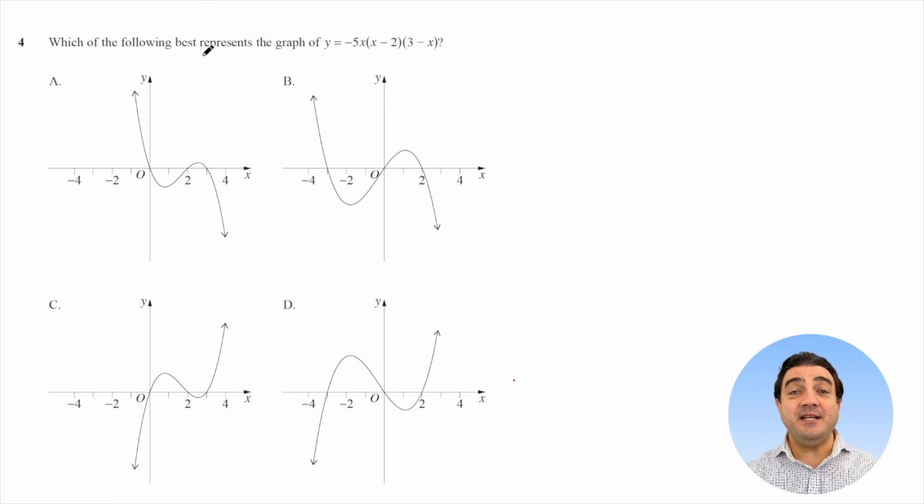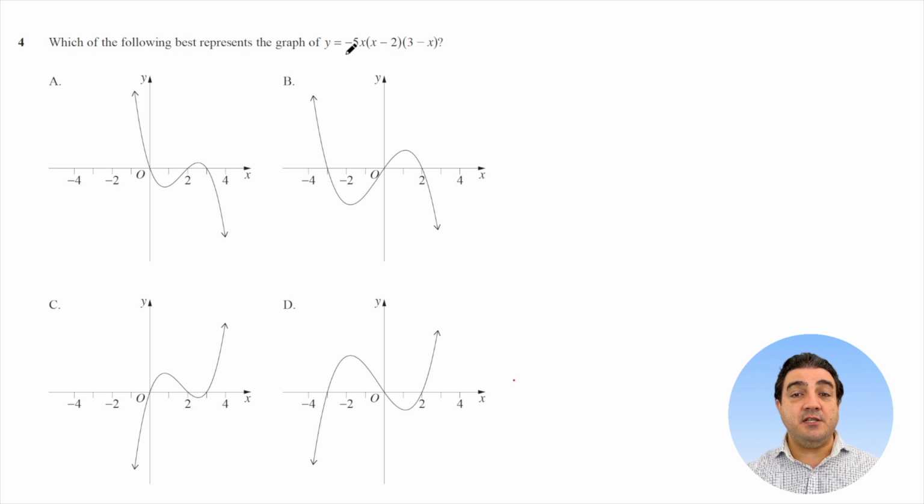Which of the following best represents the graph of y = -5x(x - 2)(3 - x)? So we have two steps to solving this question. The first one is to find the zeros of the function, or what is known as the x-intercepts.